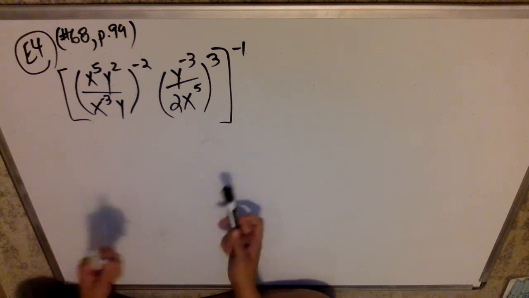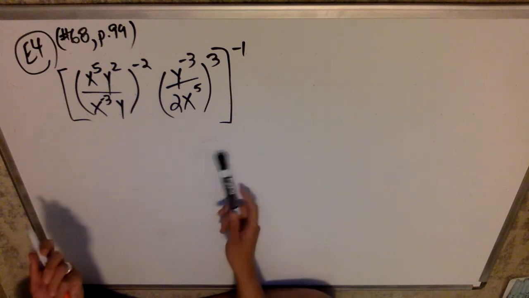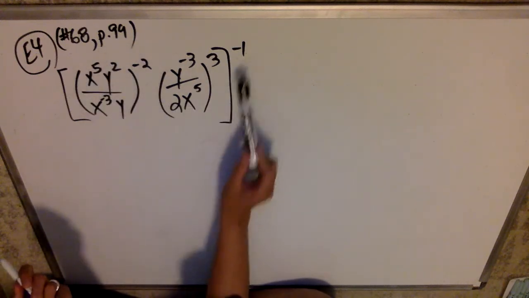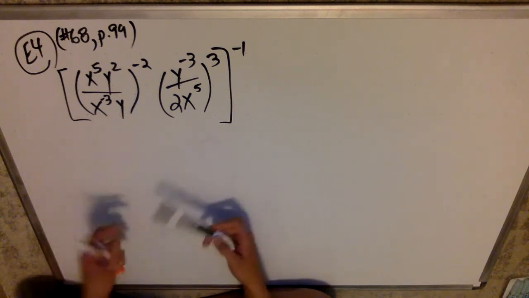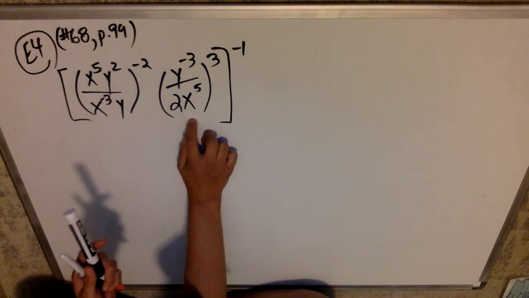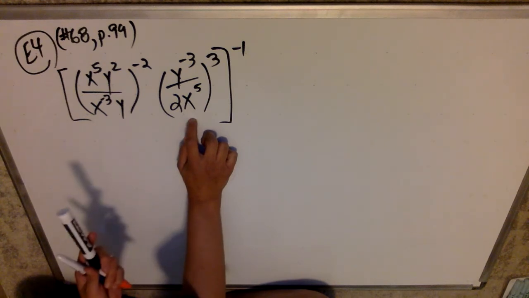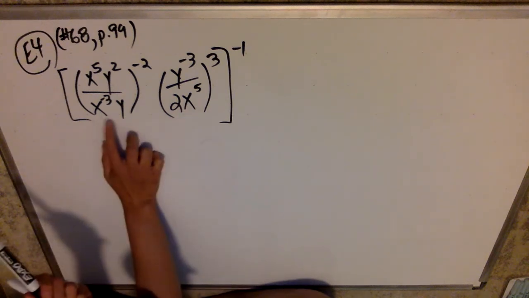Well, yes and no. You can either clean up the inside, that's fine, or you could just clean up this entire inside and deal with the -1 after. It's kind of up to you. So I would argue there's not much I can clean up here, right? Other than putting the y to the -3rd on the bottom if I want, but I'm probably going to leave it as it is for now, right? So there's not much I can clean up here, but I can clean up this thing a little bit.